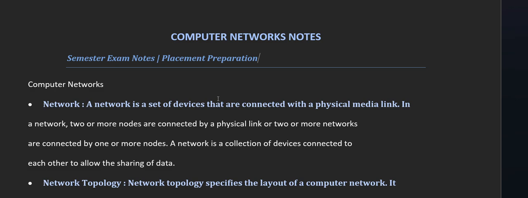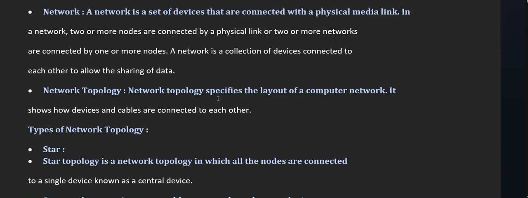So the next concept is computer network architecture. No, not architecture, it's topology. We will discuss architecture later. So topology is specifically the layout of a computer network. It shows how devices and cables are connected to each other. So basically we have star topology.